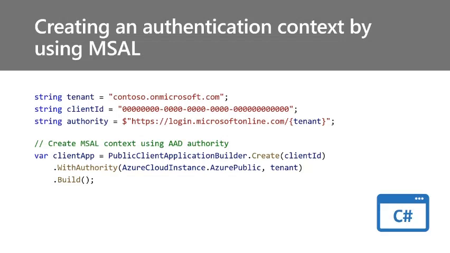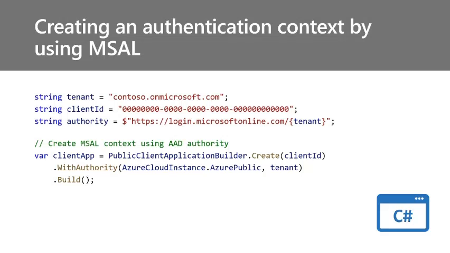So for that you need to have tenant ID, client ID, and authority, which is simply login.microsoftonline.com/tenant. And to create MSAL context by using Azure Active Directory authority, you create the client app, PublicClientApplicationBuilder.Create(clientId).WithAuthority(AzureCloudInstance.AzurePublic, tenant).Build().